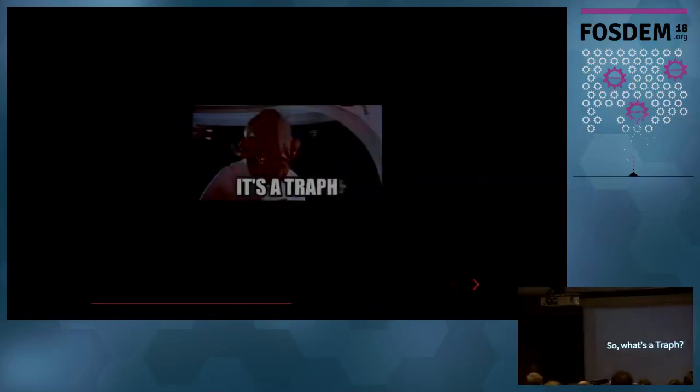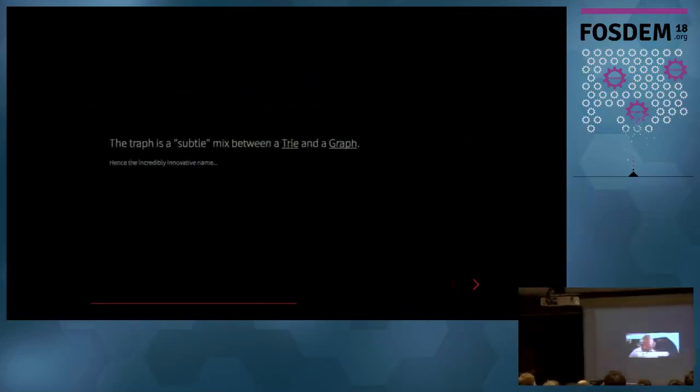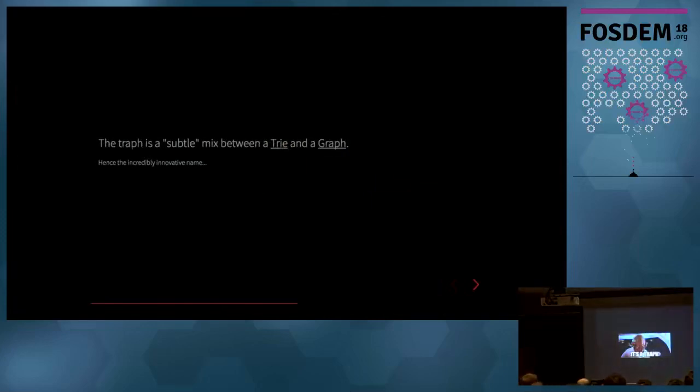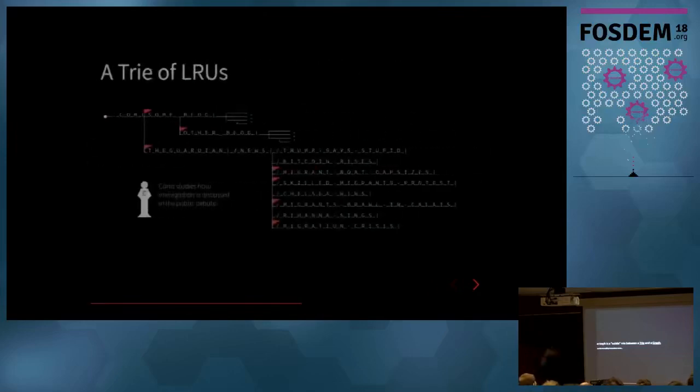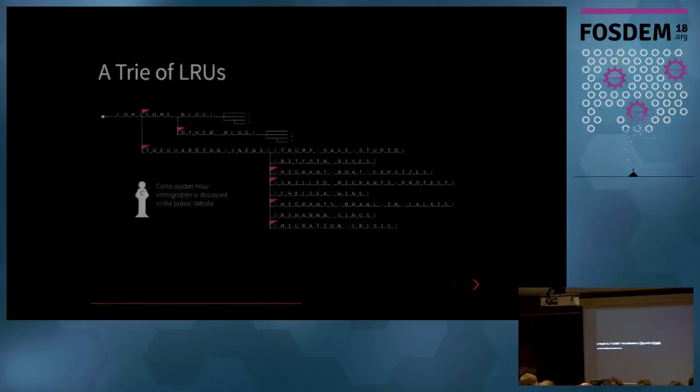So what's a Traph? It's a Traph. The Traph is a subtle mix between a tree, and I know people call it a trie or a tree. I will call it a tree and a graph, hence the incredibly innovative name.